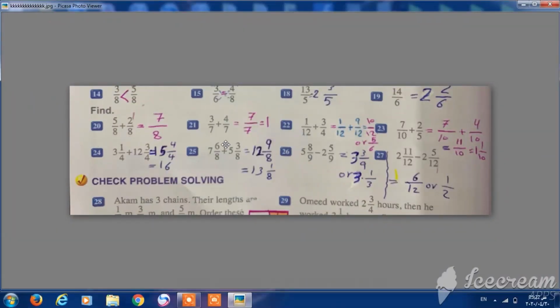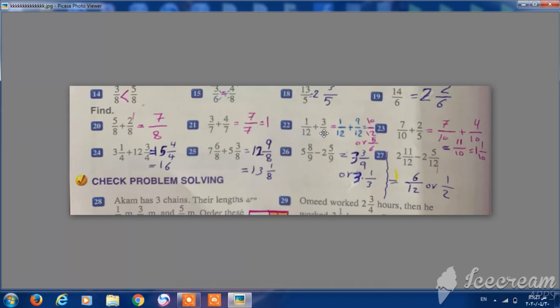In numbers 20 to 27 we add or subtract them. Look at this, it's very easy because they have the same denominator, so we just add the numerators. 5 plus 2 equals 7 and write the bottom number, we get 7 over 8. And from there also 3 plus 4 equals 7 and write the 7, we get 7 over 7 and you can say it is a whole, we can write 1.